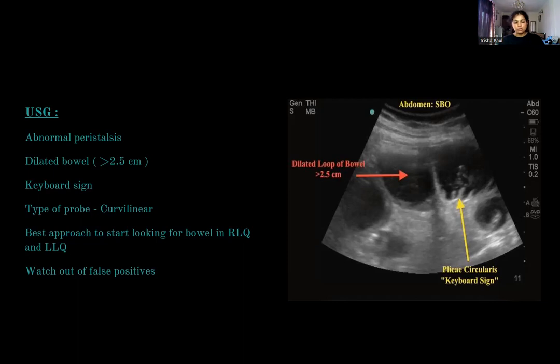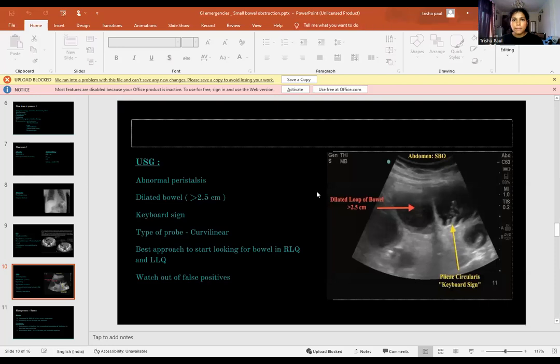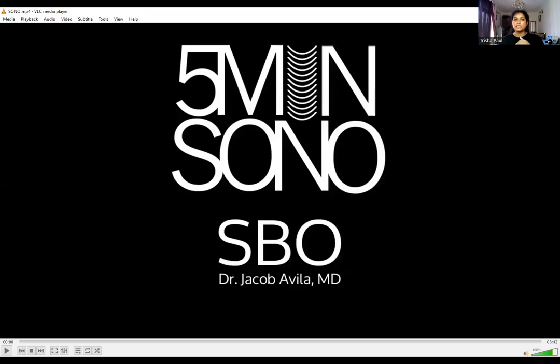And watch out for false positives, because small bowel obstruction is not the only thing that can cause a dilated bowel. You can also see dilated bowel in gastroenteritis, diarrhea, ileus as well. So I do have a video that I can play for you. One second. This is just a small 3-minute video that describes how the ultrasound can be used to diagnose small bowel obstruction.